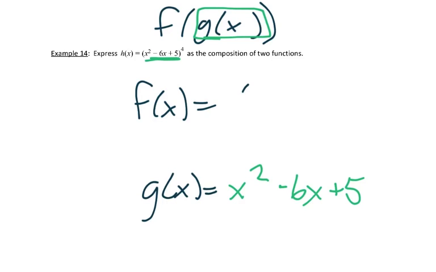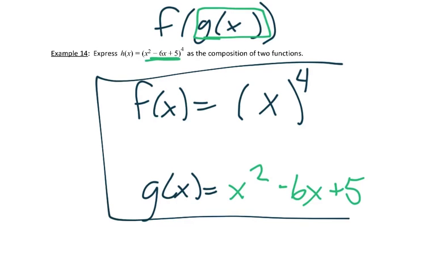And then if we write the rest of it without that part that we did in green, we'd have something to the 4th power. And what we put in place of that is just a plain old x. And that's our answer.